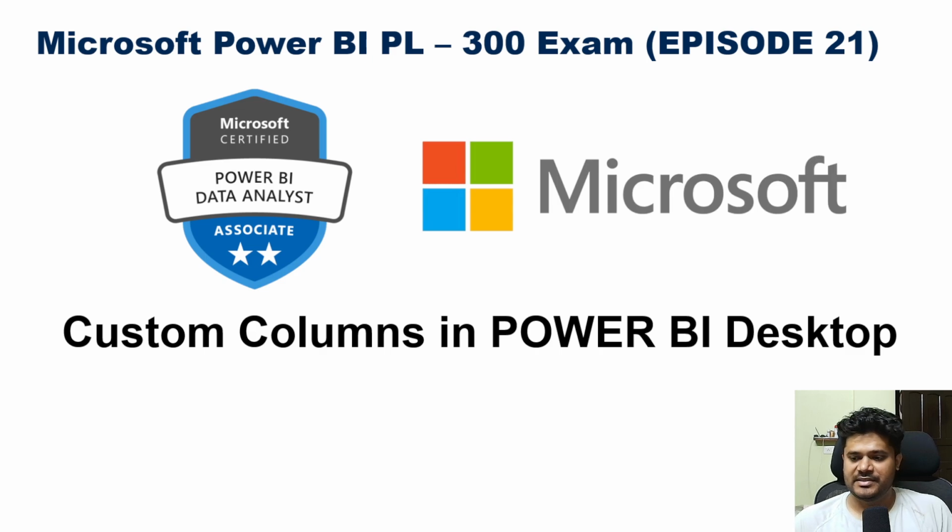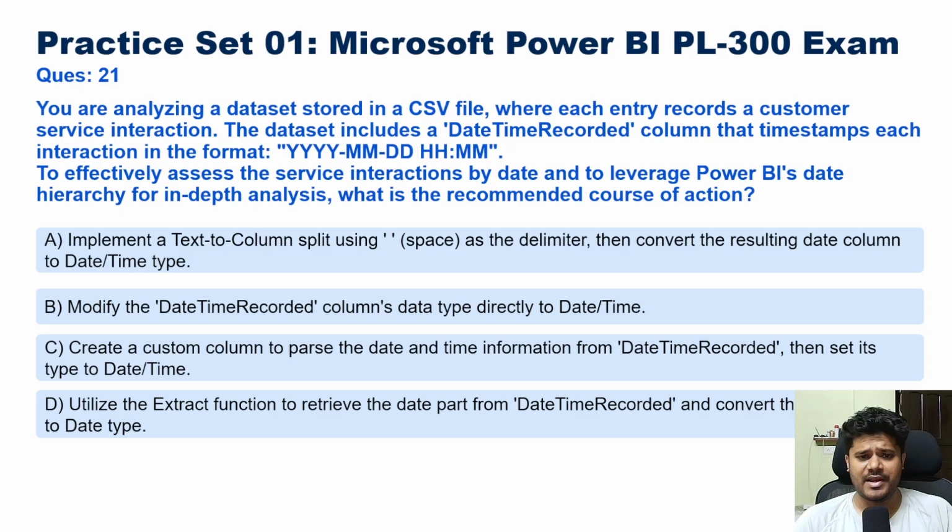So, that being said, let's go to question number 21. It says you are analyzing a dataset stored in a CSV file where each entry records a customer service interaction. The dataset includes a date time recorded column that timestamps each interaction in the format YYYYMMDDHHMM, basically year, month, date, hours, minutes. To effectively assess the service interactions by date and to leverage Power BI's date hierarchy for in-depth analysis, what is the recommended course of action?